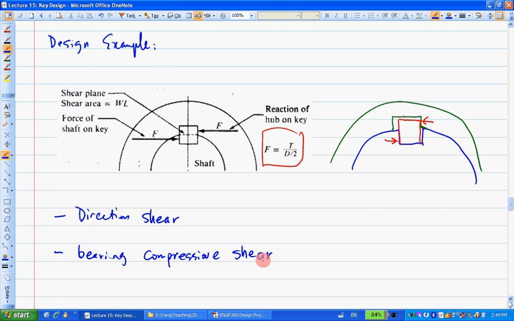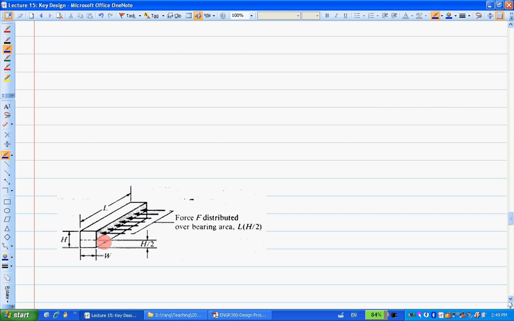Bearing compressive stress, it's the next diagram, I'll show you there. You're looking at the force acting on the side surface of this key here. So this surface, that's from where? That's from the hub, right? So the bearing compressive stress from the hub should be the same as the bearing compressive stress from the shaft, right? So we just have to look at one here. This is a compressive stress, and that's a direct shear stress, so slightly different though.